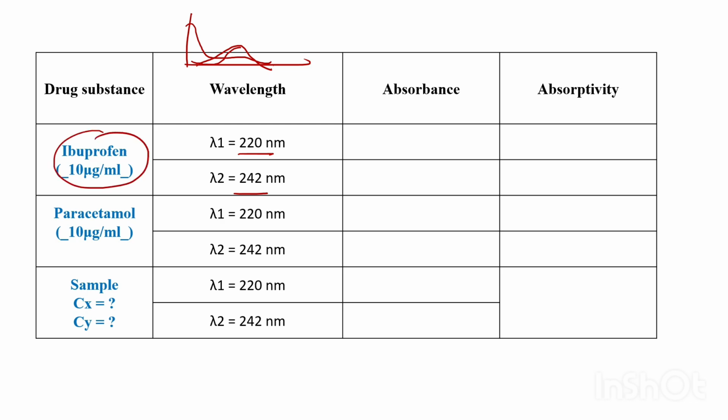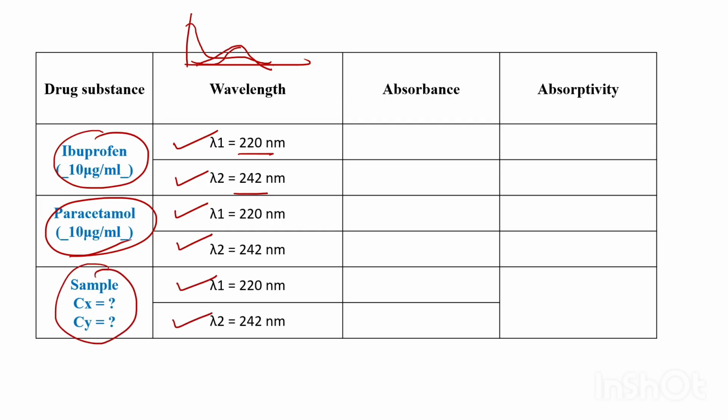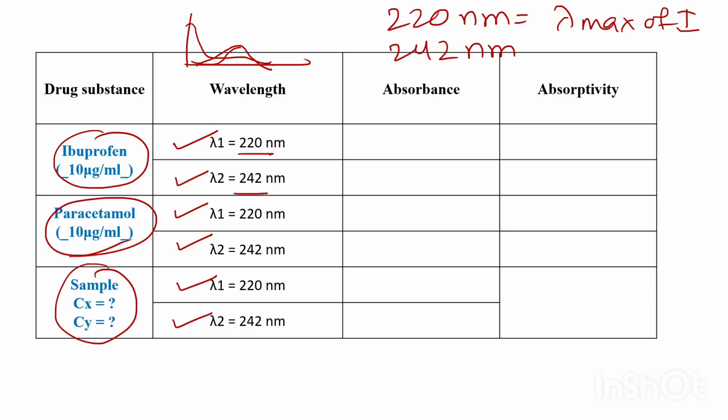So ibuprofen का absorbance we are measuring at 220 and at 242 also. Paracetamol का भी absorbance we are measuring at 220 and 242 nanometers. Sample का absorbance भी we are measuring at 220 and 242 nanometers. This 220 nanometers is the lambda max of ibuprofen. 242 nanometers is the lambda max of paracetamol.